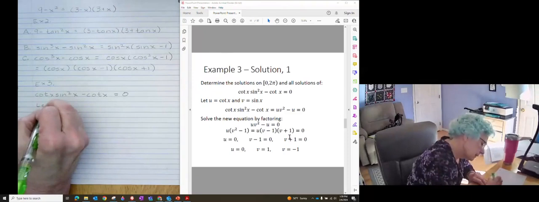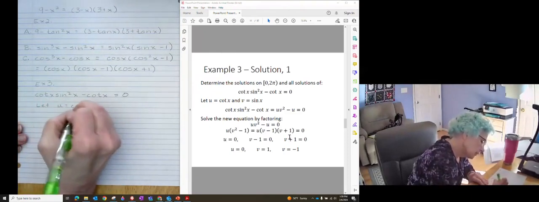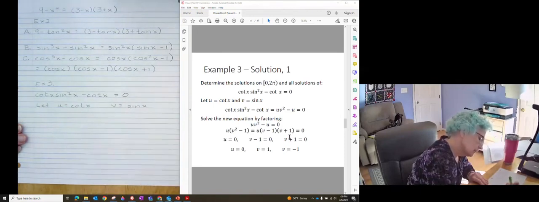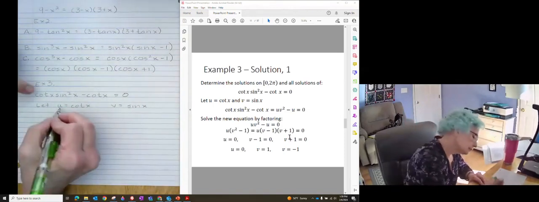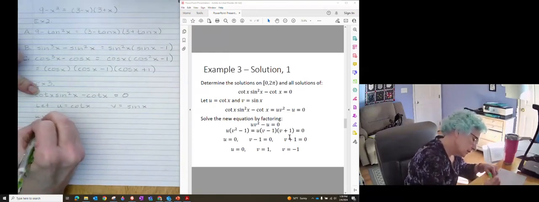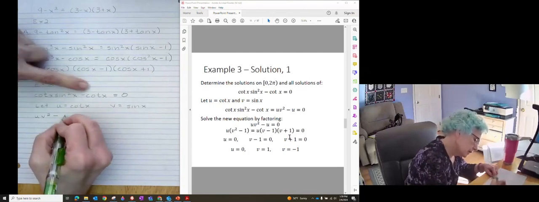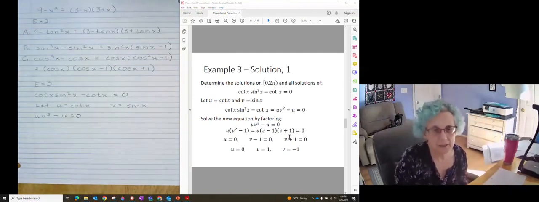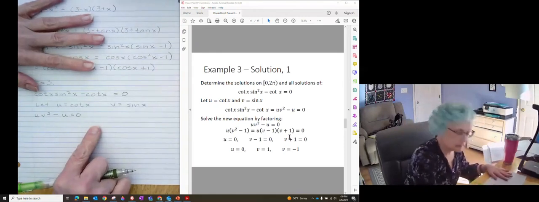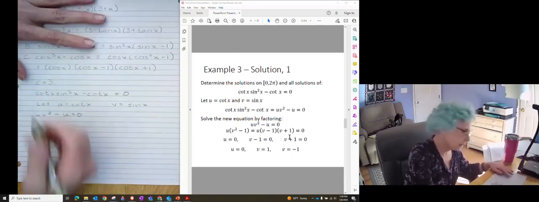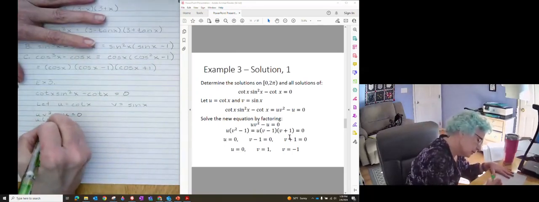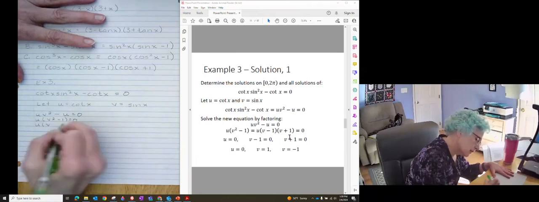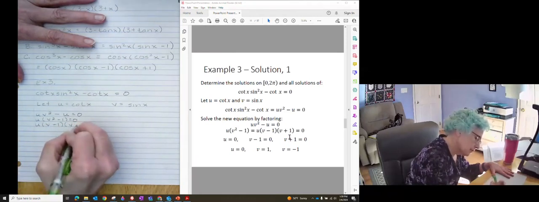So I'm going to let u be equal to the cotangent of x and v equal the sine of x. Then I have u times v squared minus u is equal to 0. And that's something we know how to solve because it just has plain friendly u's and v's in it instead of scary trig functions. I'll factor a u out. It leaves me with v squared minus 1.